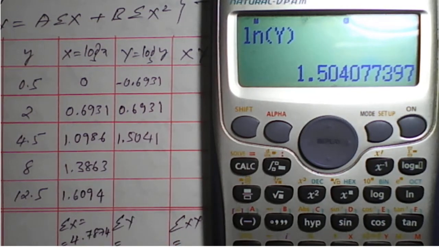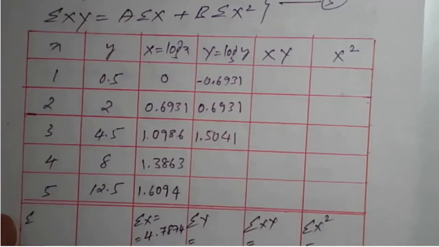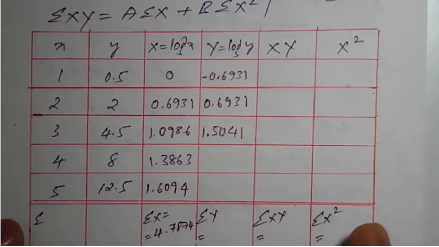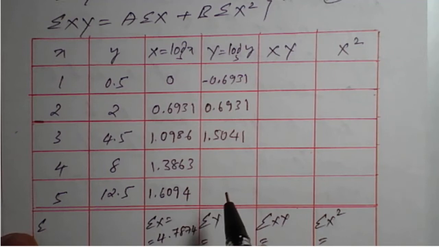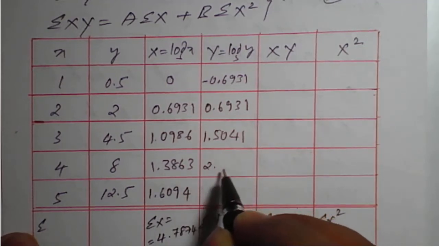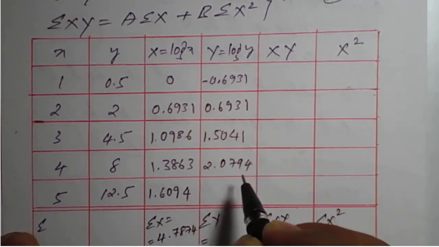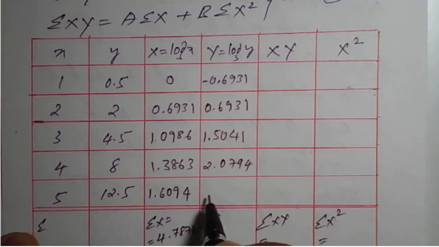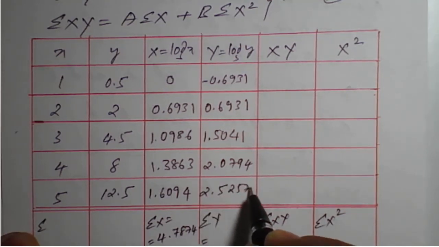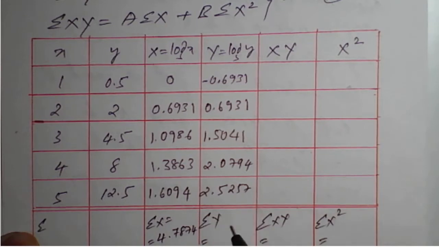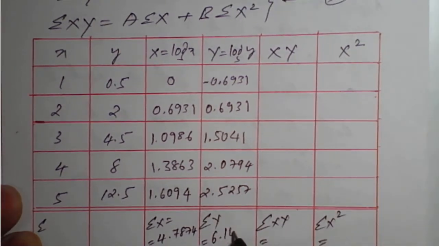Next, similarly, if you work out the other values, when y value is 8, it will become 2.0794, and when y is 12.5, ln of 12.5 will be 2.5257. So on adding these, it will become 6.1092.